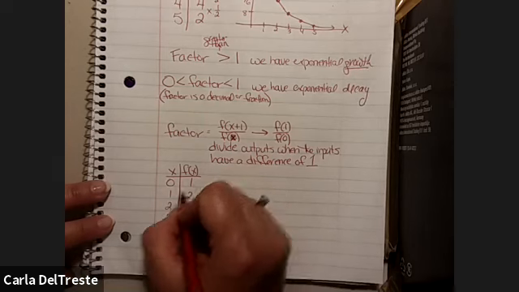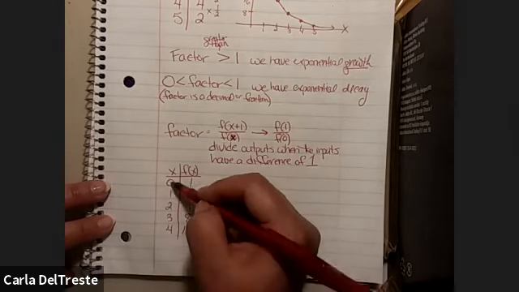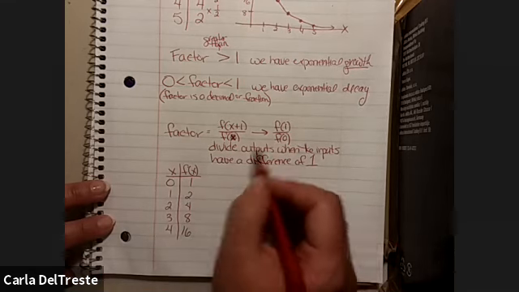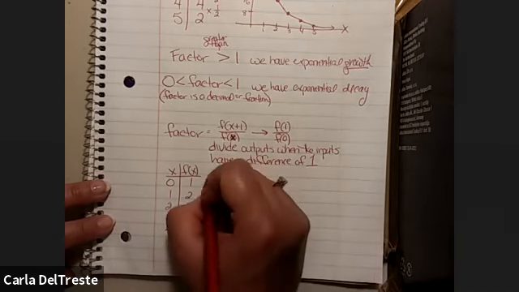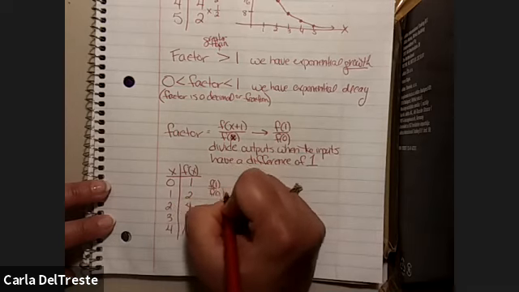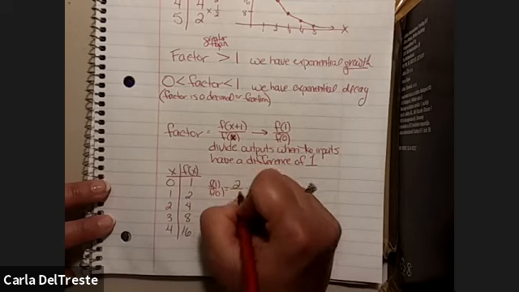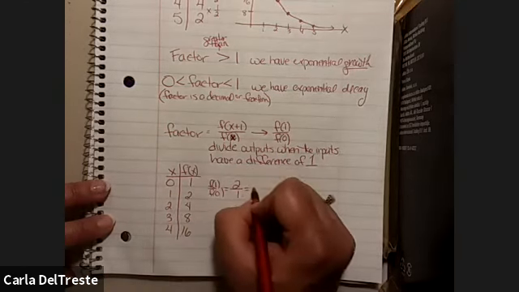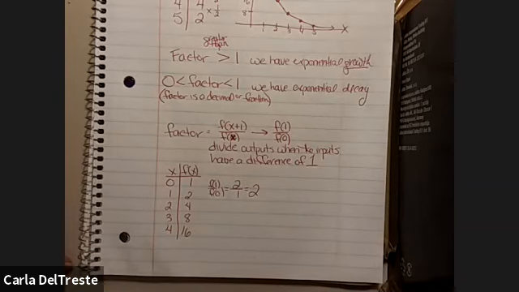I want to divide consecutive outputs. So the difference in my x's is 1, which is what's needed to be able to do this. And I'm going to divide f of 1 by f of 0. So I'm going to divide 2 by 1 because that's f of 1 divided by f of 0. And I get a multiplier of 2. Here's the thing. To determine if it's exponential, it has to be true the whole way down. So yes, you're going to have to do it the whole way down.